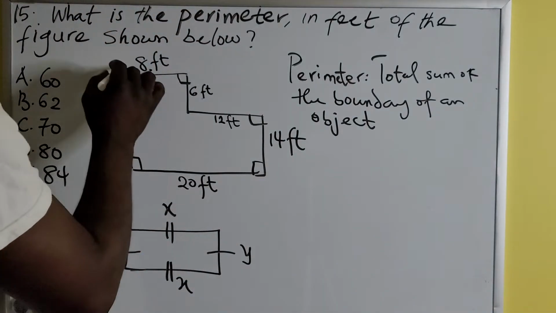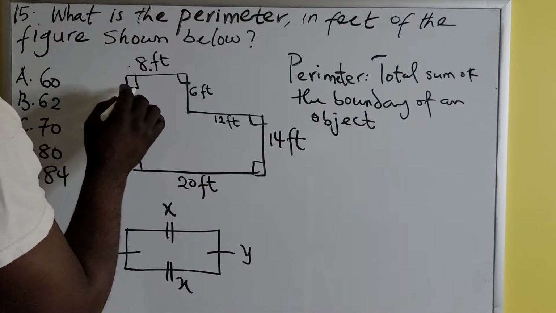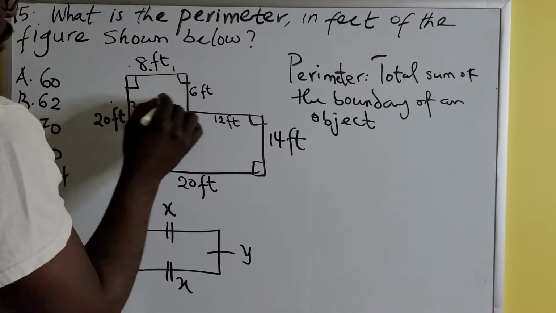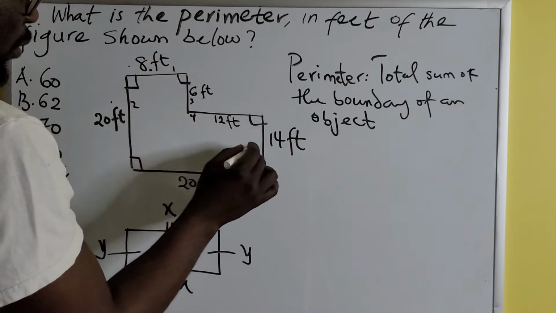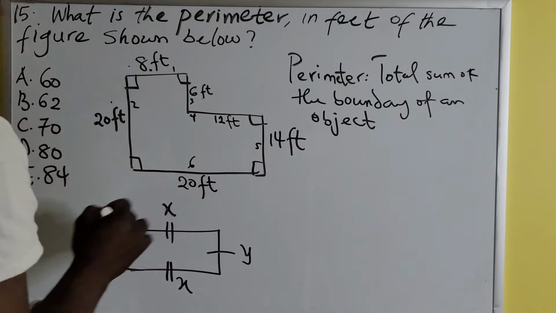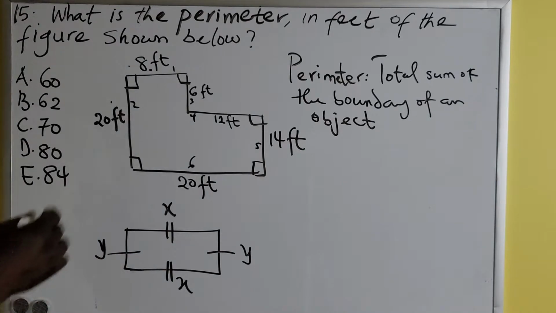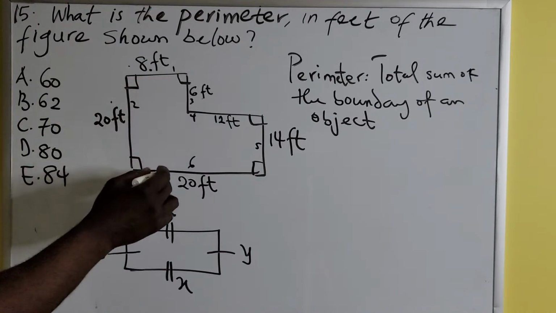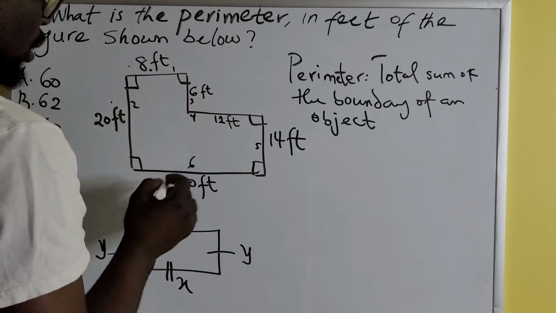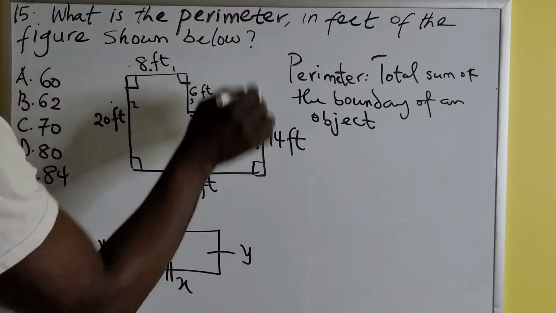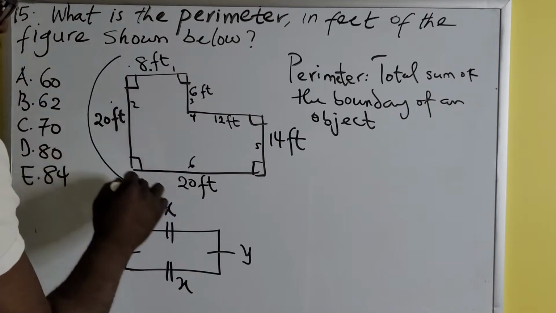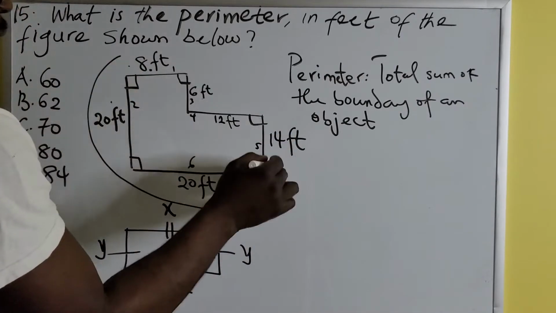You got side number 1, side number 2, 1, 2, 3, 4, 5, 6. So you got 6 sides. So let's add all of them together. You can go this way or you can go this way. Let's go counterclockwise like that.